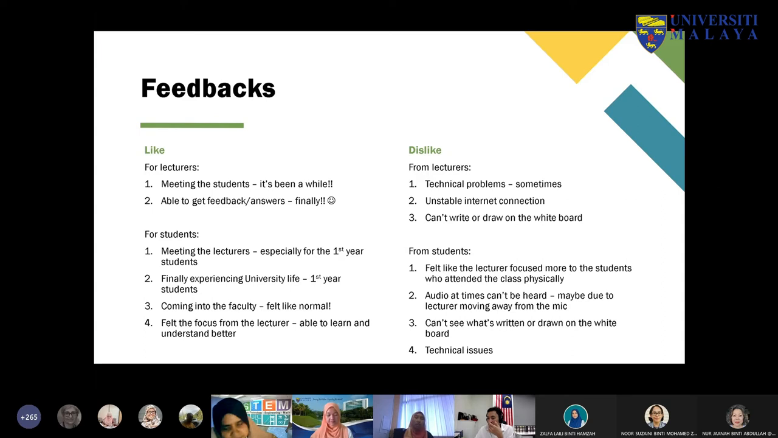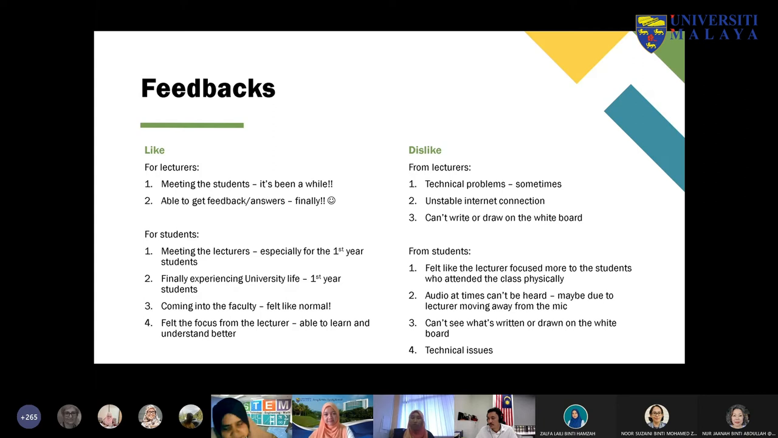And for the students, meeting the lecturers is great, especially for the first year students, who haven't had the opportunity to meet the lecturers face to face. They also get to experience university life, getting onto campus, going to class, getting to know the faculty, knowing where the classes and the labs are. That is what they like.